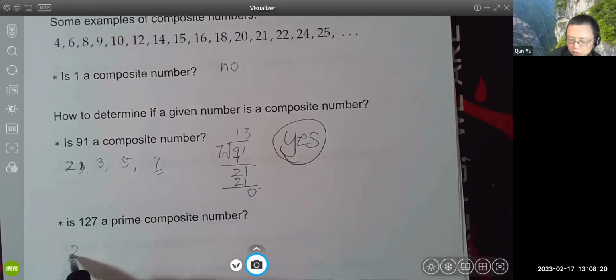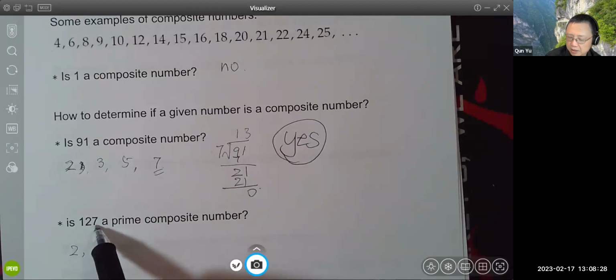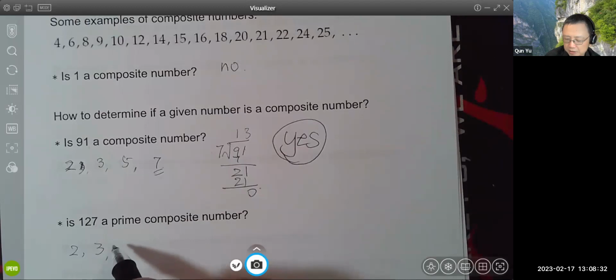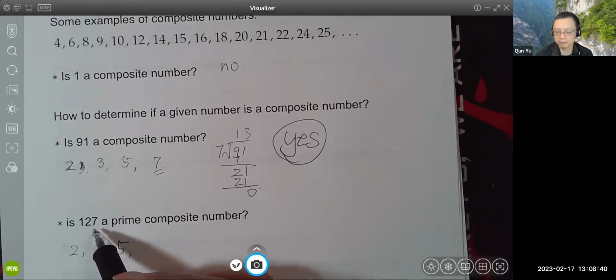First, 2 is not, because it's not an even number. Let's try 3. Add the digits together, this is 10. 10 cannot be divided by 3, so 3 is not a factor. Next prime number is 5. Apparently, this one cannot be divided by 5 because the ending digit is not 0 or 5.